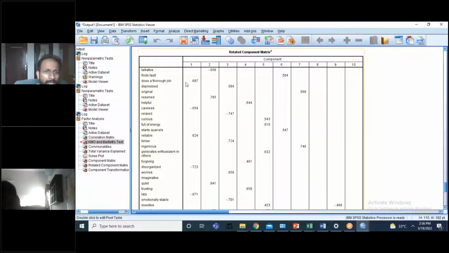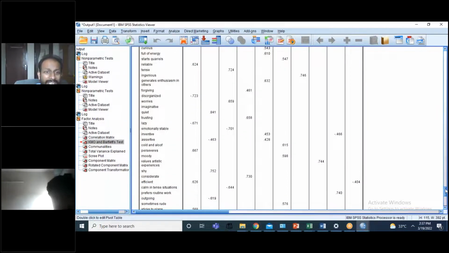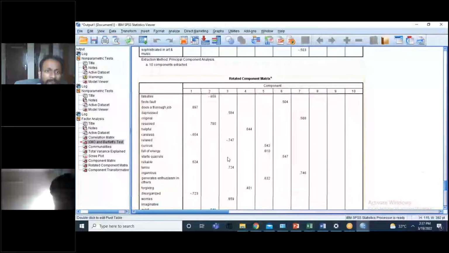In this case, a person who has responded that he does a thorough job has also mentioned that he is a reliable person. For disorganized, he has given a negative rating, which indicates that he is an organized person. Negative sign for lazy means that he is not a lazy person. So basically it captures the characteristics of an organized person. So you can name component one as organized person.